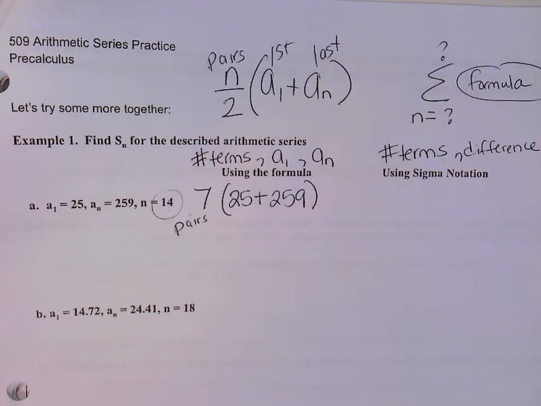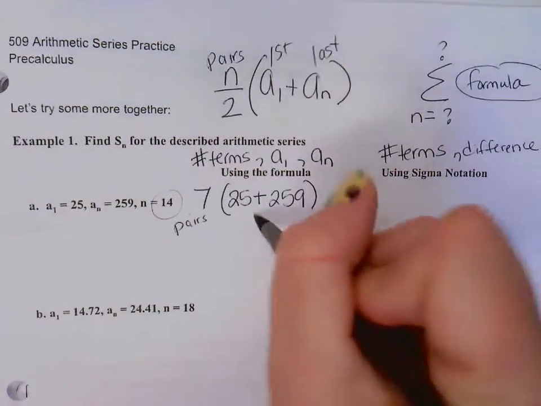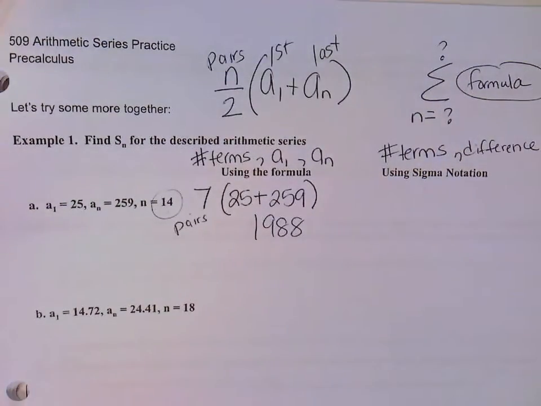So they gave me all 3 pieces of information that I needed. So I can do 7 times 25 plus 259 on my calculator. So someone type it in and tell me what you got. Does anyone need a calculator? You need one? 1988.